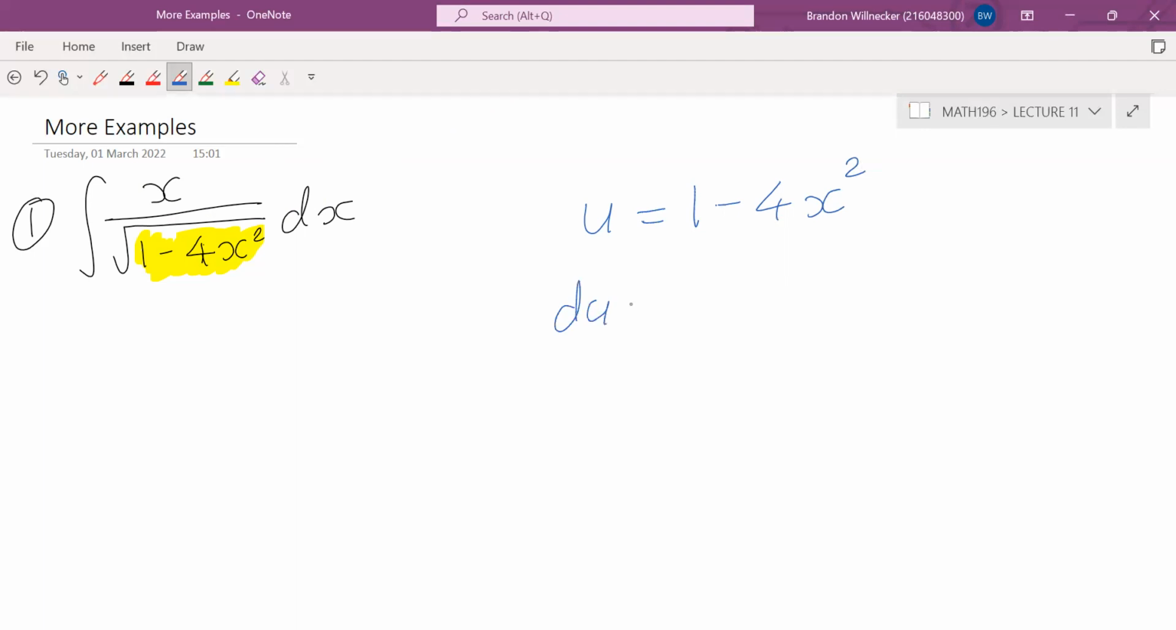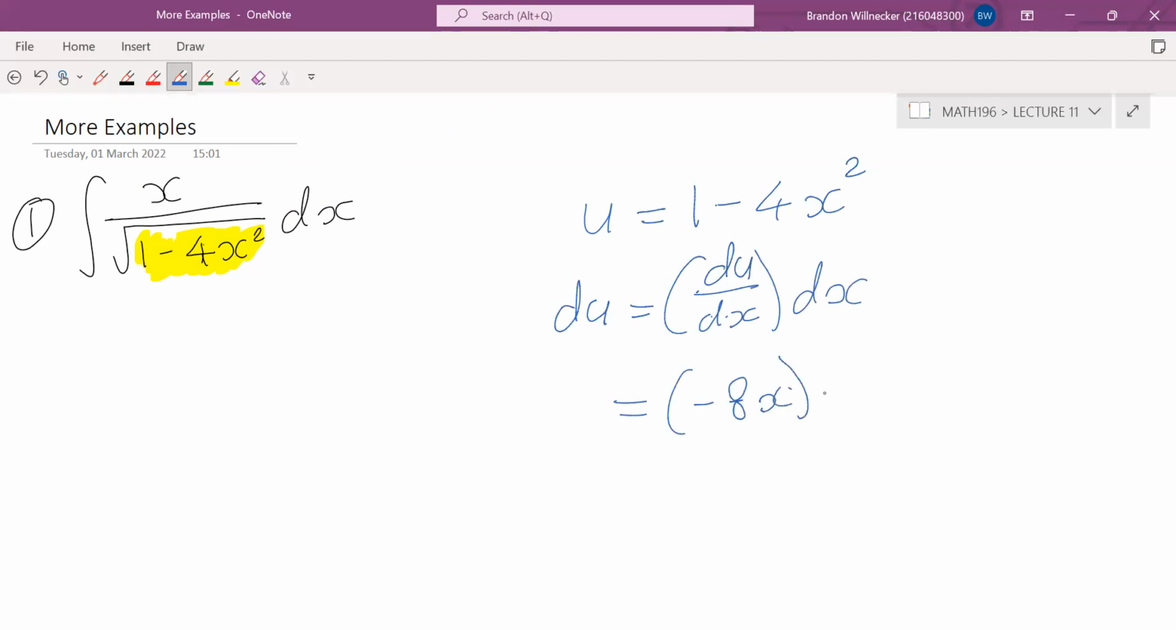So du will then be given by du by dx. So let's find the derivative. We're going to get minus 8x dx. Okay, but notice here in the du differential, we've got minus 8x dx. But in our original expression, notice how we only have x dx. Okay, this minus 8 does not appear.